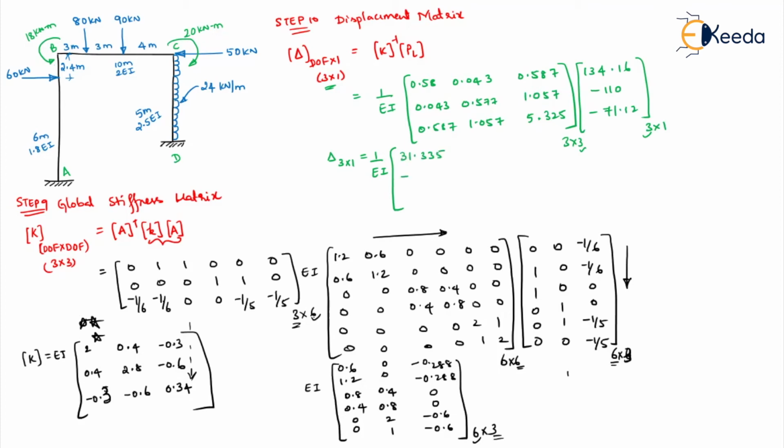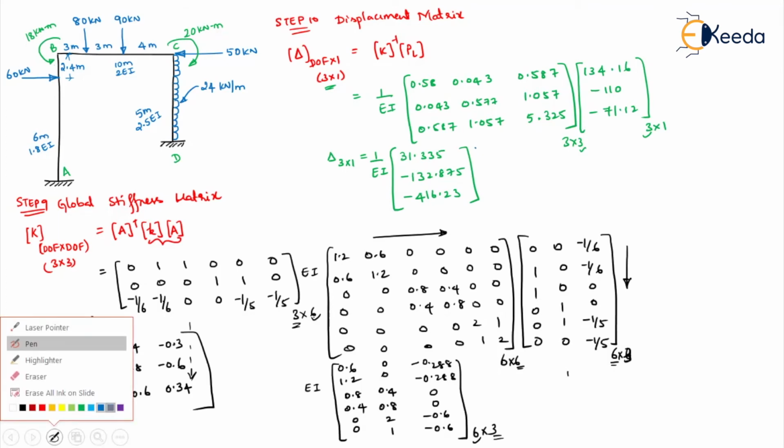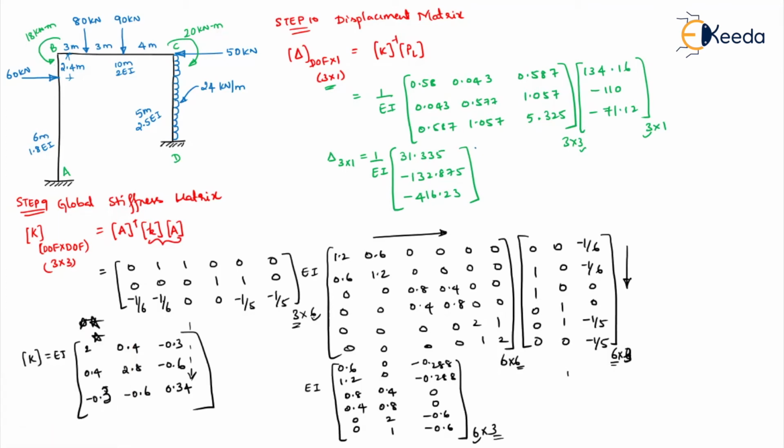31.335 minus 132.875 minus 416.23. Now what these are is very important. This is your theta B clockwise, this is your theta C anti-clockwise, this is your UB equal to UC, which is in which direction?